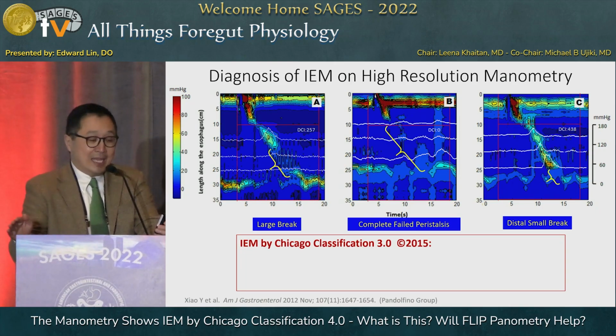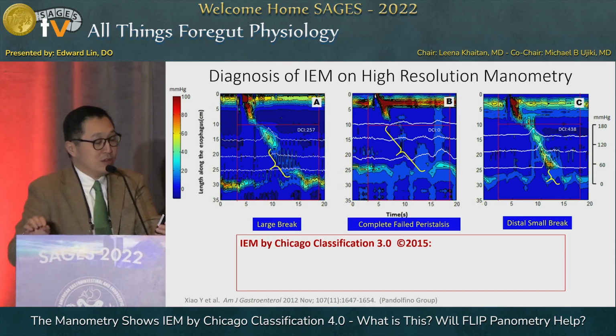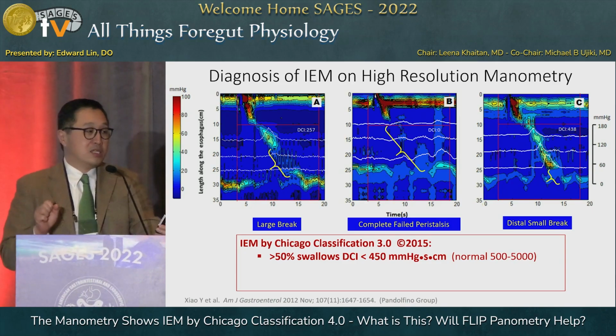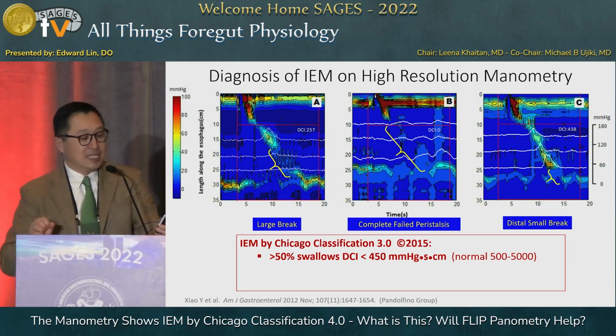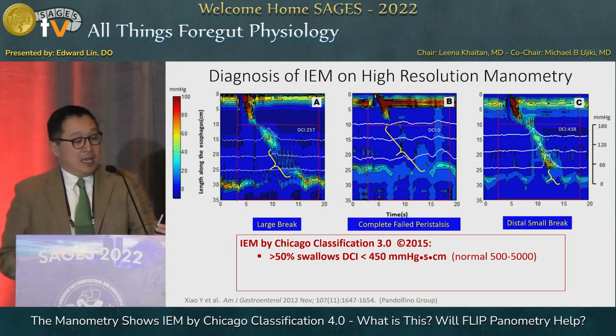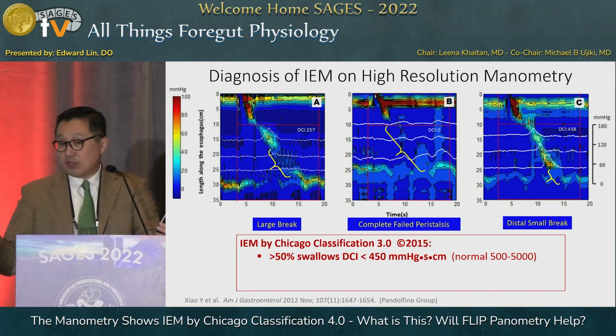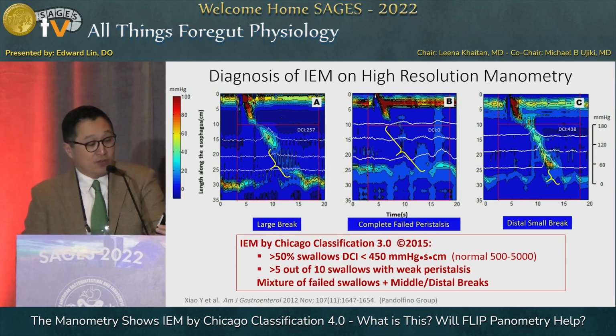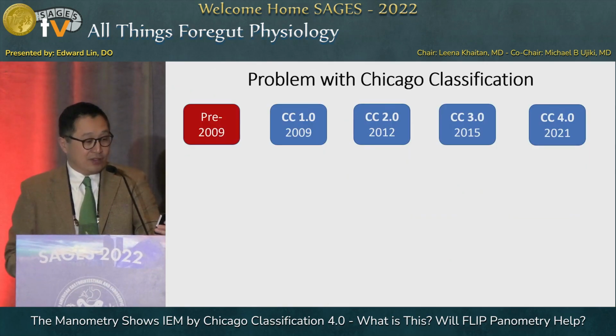So IEM by the Chicago classification 3.0. I know we were talking about 4.0. 3.0, which came out in 2015, the definition was greater than 50% swallows with low distal contractile integral, DCI, which is defined as less than 450. And normal is usually about 500 to 5,000. So that's a weak one, or you have more than half of them demonstrating weak peristalsis. If you have that, that was your definition. And it's really a mixture of failed swallows in the distal esophagus.